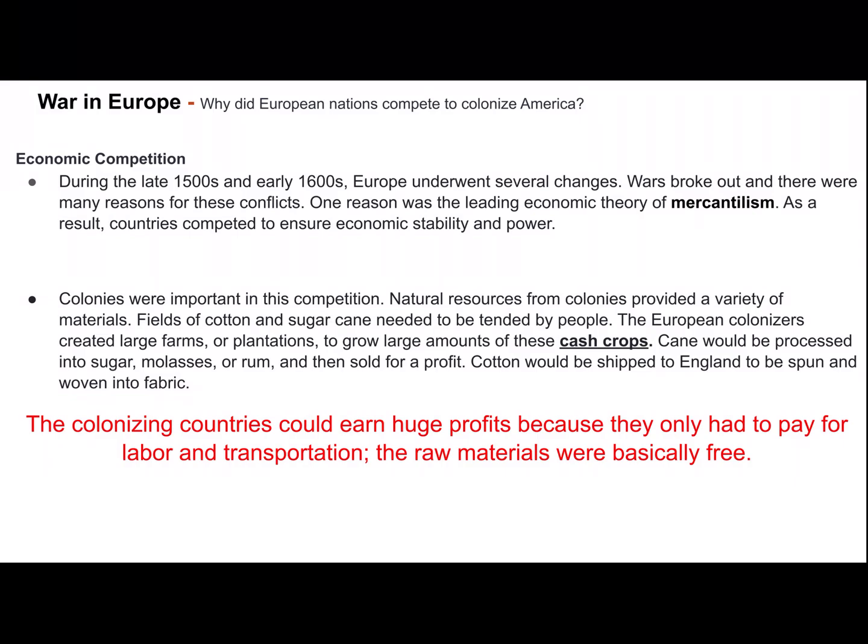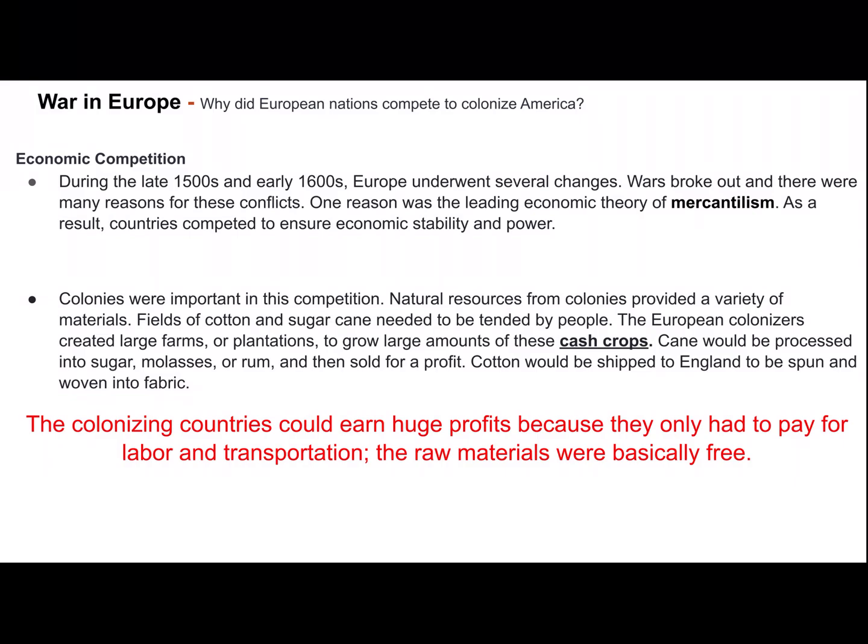So for example, there's fields of cotton, there's sugar cane, and all of those materials are going to help increase the wealth of a country. So obviously we want to compete as a European country. So the European colonizers, they create those large farms, they create plantations, they grow large amounts of what we call cash crops, things like sugar, molasses, rum, and they're selling those for a profit. They're shipping those to England, and then those materials are going to be processed there.